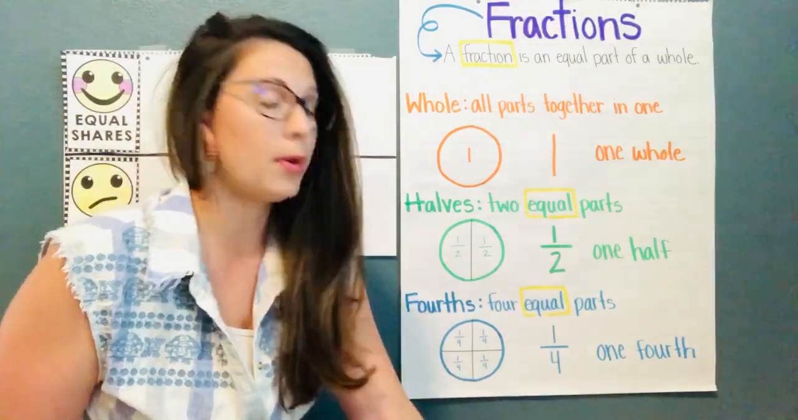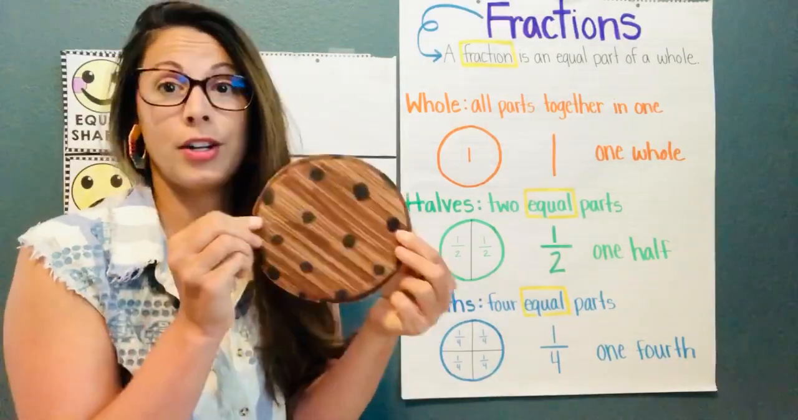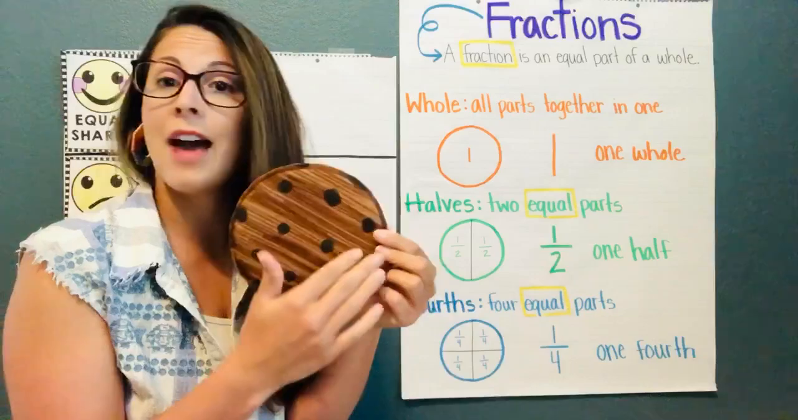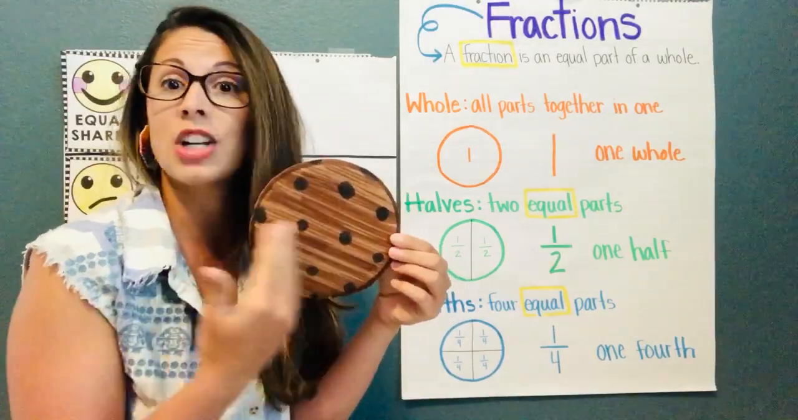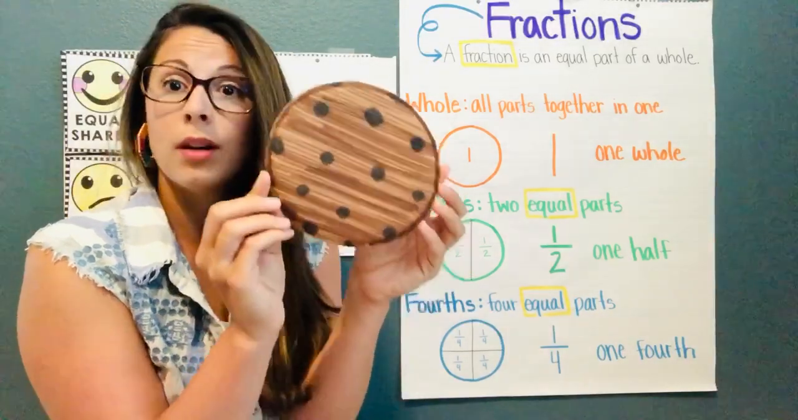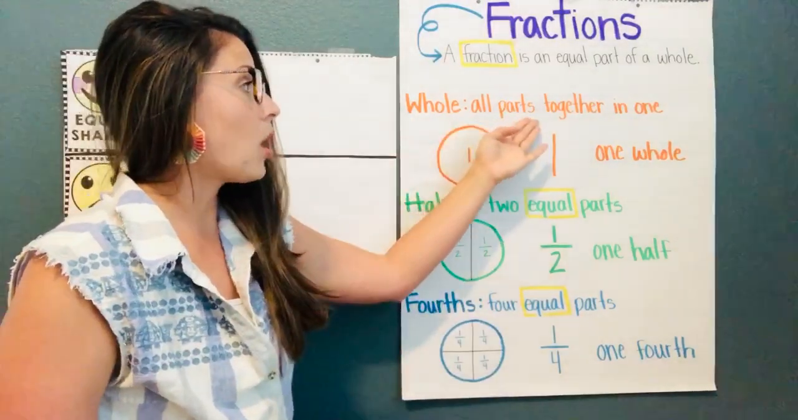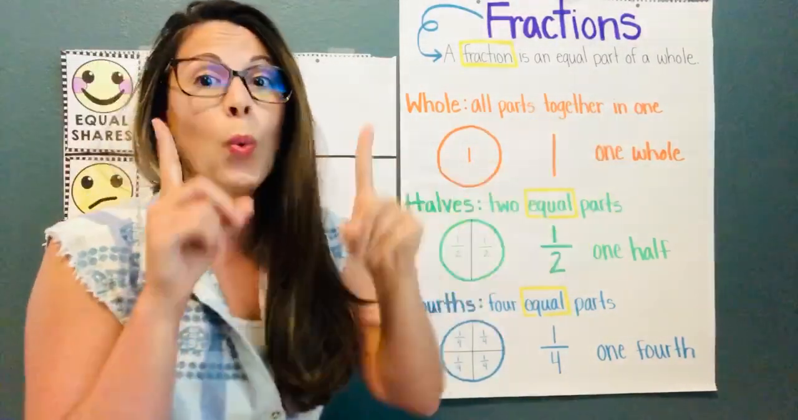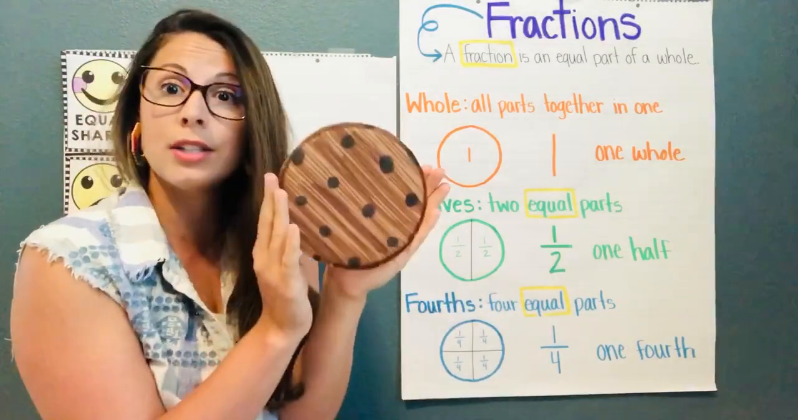For example, this is a whole cookie. I haven't cut it, I haven't divided it, I haven't partitioned it. Partition just means to divide or separate. I haven't done any of that to my cookie, so this is a whole cookie. So, a whole is all the parts together in one. So, again, this is my whole cookie. It is one cookie.